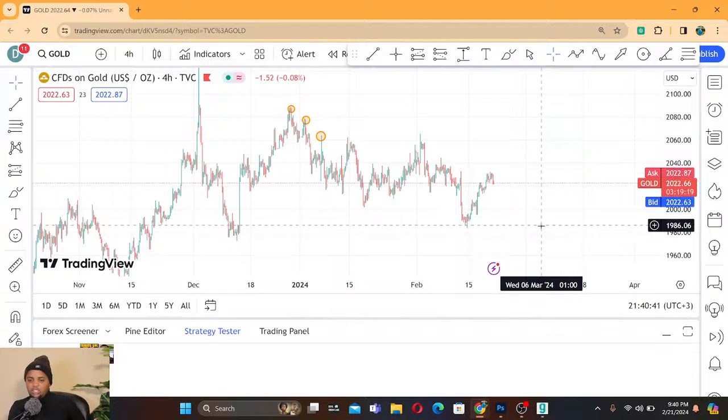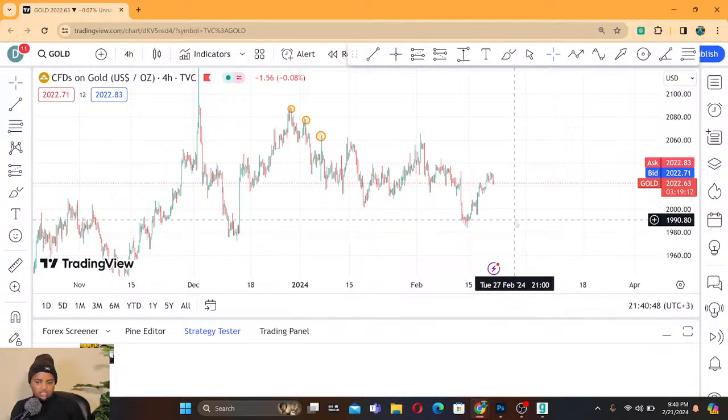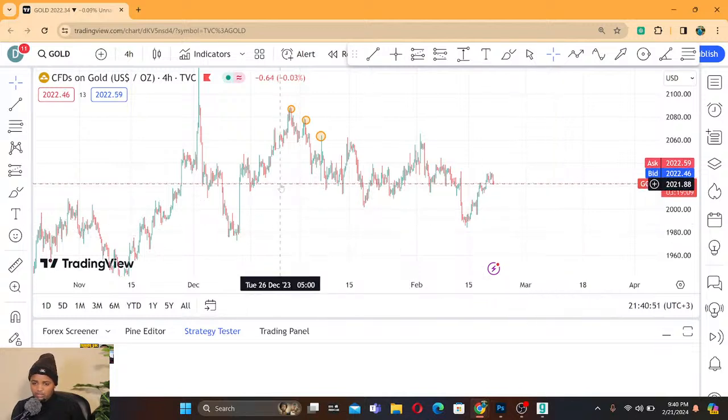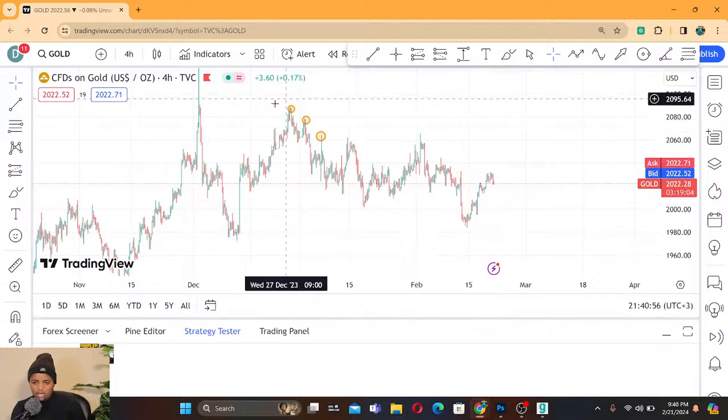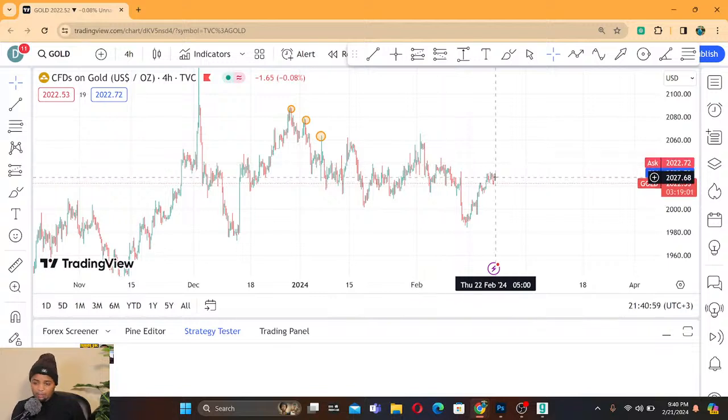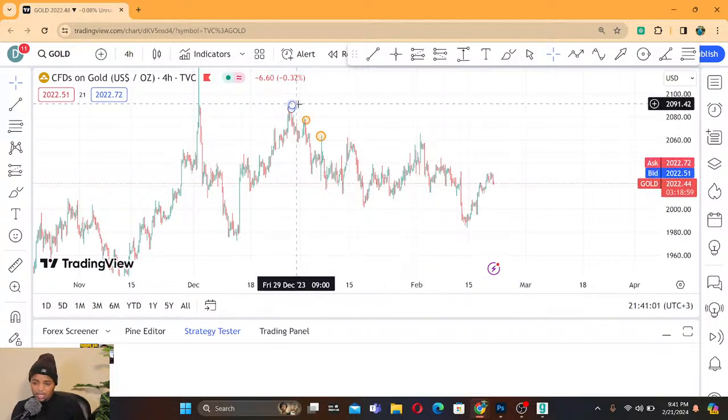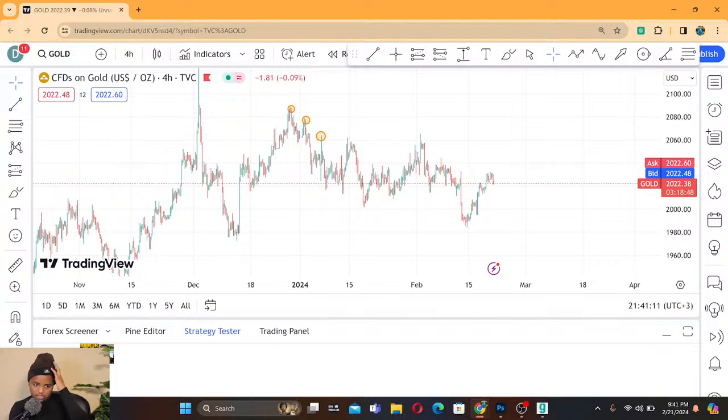You can see how CPI pushed gold to this level of 1986. So this is the CPI that caused gold to move to this level, and it looks like there's a bearish trend on gold. This is the movement that we've been getting over time, and you can see this trend of lower highs and lower lows. That is what we have been getting in terms of gold, and that makes everything so interesting.